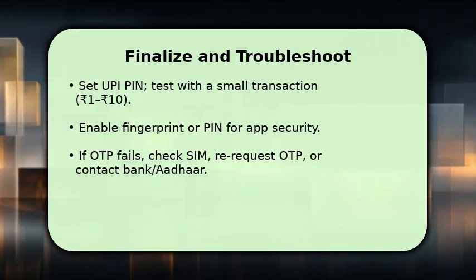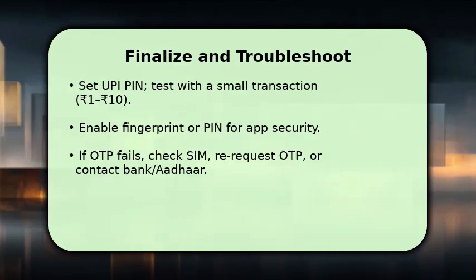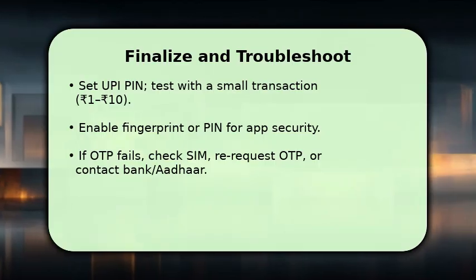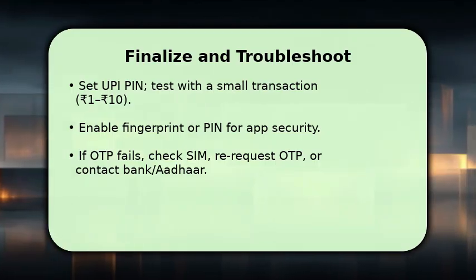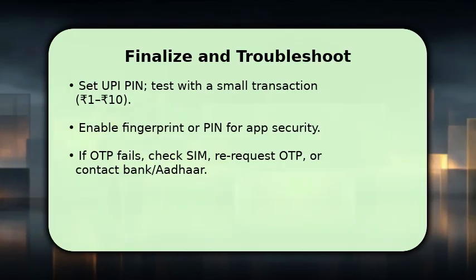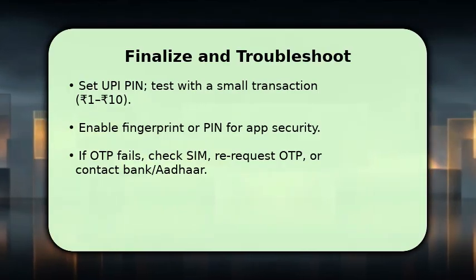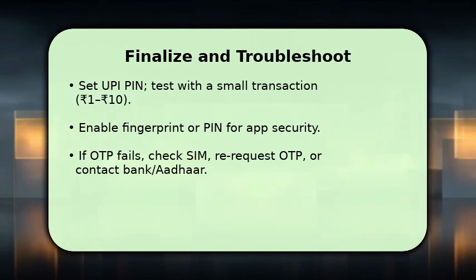If anything goes wrong, like missing OTPs or Aadhar mismatch, first recheck your SIM and network, retry the OTP, and only then contact your bank or UID support for resolution. This usually fixes most verification issues quickly.